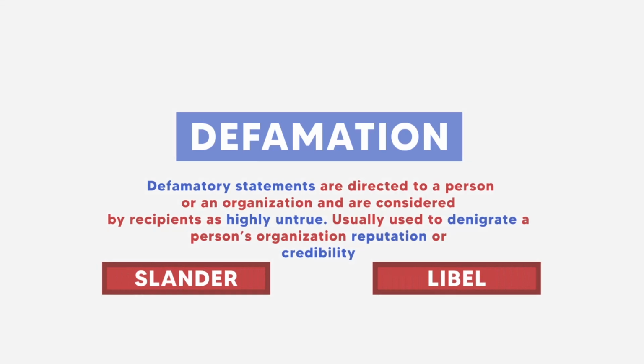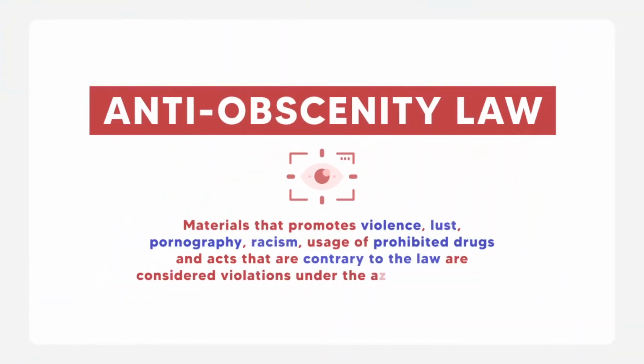Anti-obscenity law. In accordance with Article 201 of the Revised Penal Code, a material would be a violation of the anti-obscenity law if it includes performing immoral acts, obscene publications or exhibition, and indecent shows. Materials that promote violence, lust, pornography, racism, usage of prohibited drugs, and acts that are contrary to the law are considered violations under the anti-obscenity law.